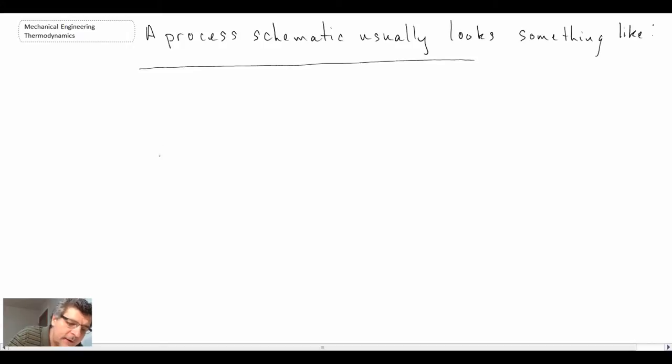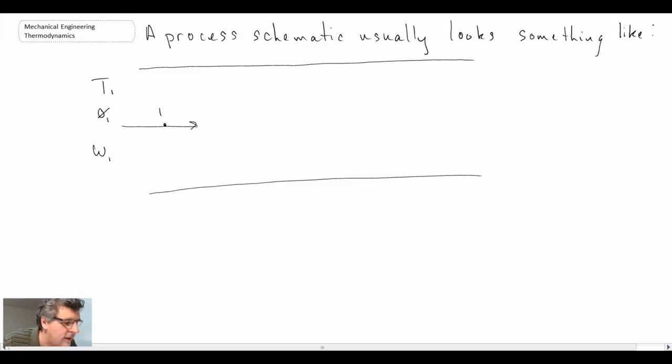So typically what we'll do is draw out a duct, because this is what any air conditioning duct would look like if you could go up above the ceiling tiles of the building you're in right now. You'll see metal ducts, and that is your air conditioning distribution system. And what we will show are multiple states. Beginning, we have state one coming in, and here we will have conditions, let's say temperature T1. Maybe we have relative humidity 1, maybe we know the specific humidity at 1.